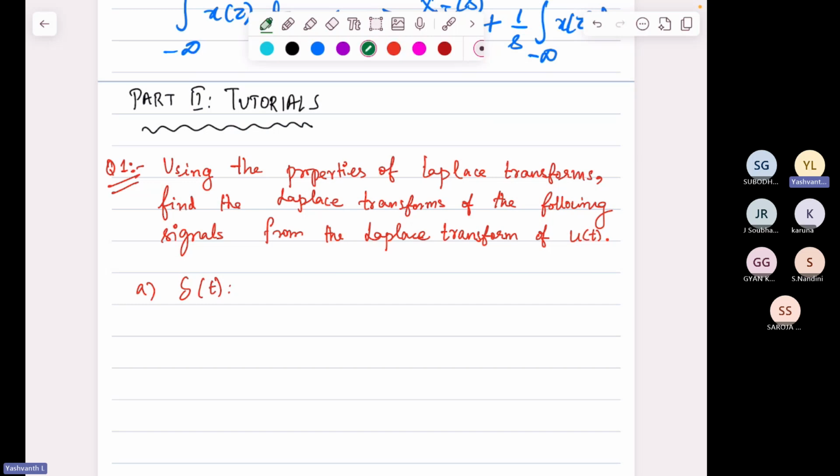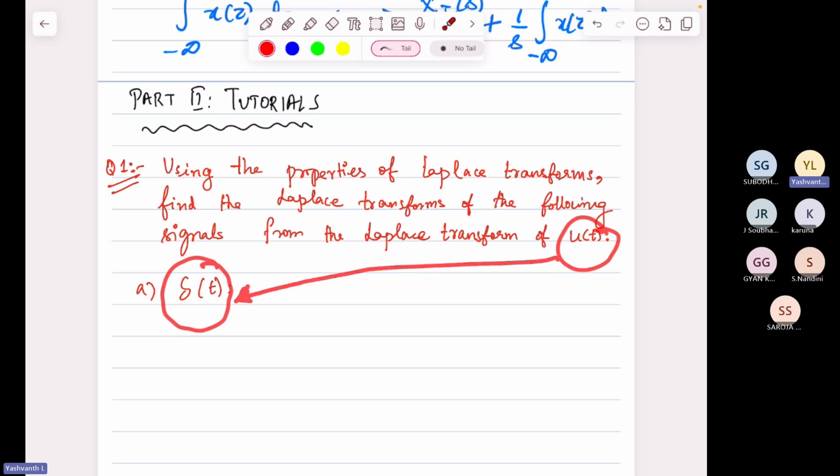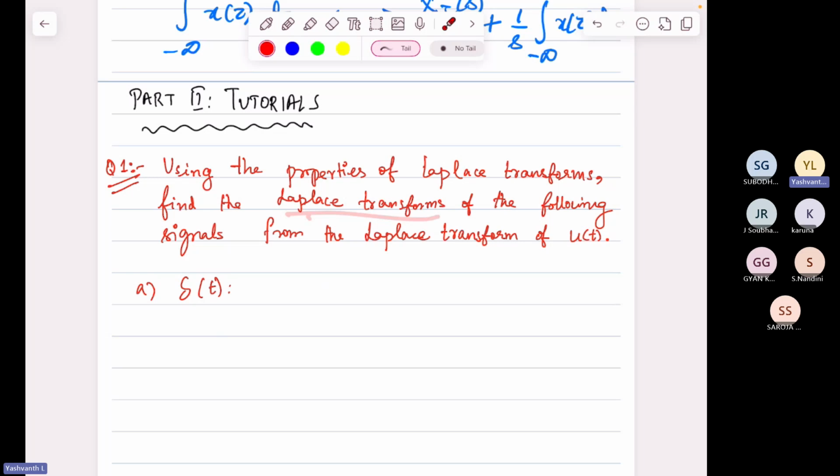So basically what it says is, let's say you are given the Laplace transform of u of t. What we are asking here is, find the Laplace transform of delta of t. You only know the Laplace transform of u of t. Using that, you need to find the Laplace transform of delta of t. And how do you do that? By using the properties of Laplace transforms. This is what the question is about.